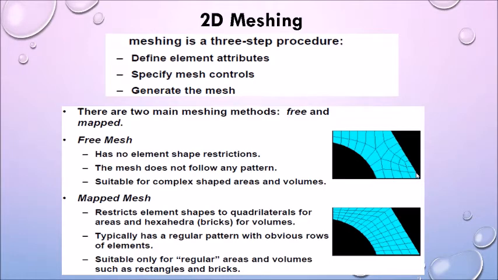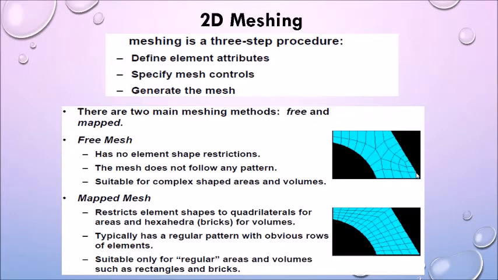We should always know that meshing is a very important step in getting an accurate solution. There are two main meshing methods in ANSYS Mechanical APDL. The first one is called free mesh and the second one is called mapped mesh. Free mesh has no element shape restrictions. Mesh does not follow any pattern. You can see the right side sketch. The first sketch shows the free mesh. There is no regular pattern, and free mesh is suitable for complex areas and volumes.